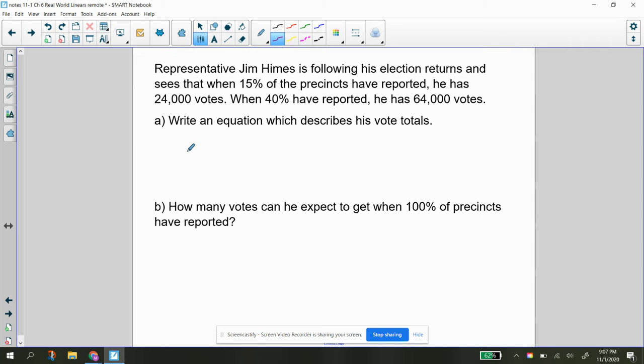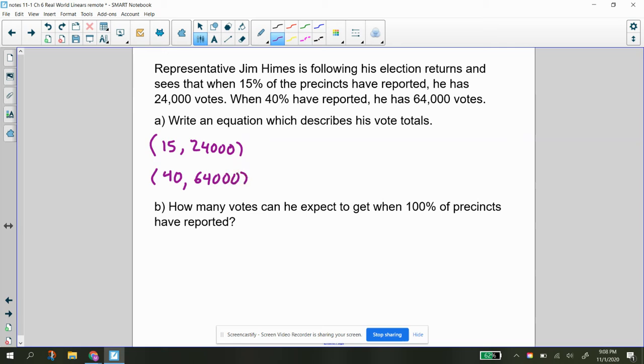Here, I base this on the 2018 election. We know that Jim Himes, after 15% has 24,000, after 40% has 64,000. So I might actually do something like this. I might make some ordered pairs. I might say, when we know 15%, he's got 24,000 votes, when we know 40%, he's got 64,000 votes.